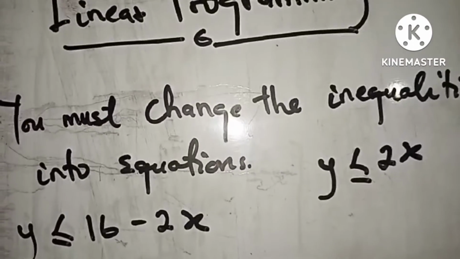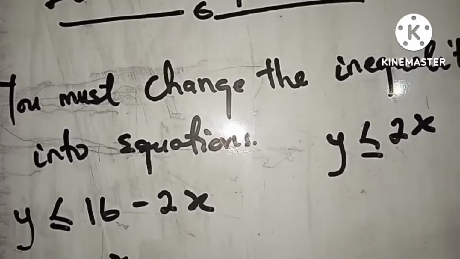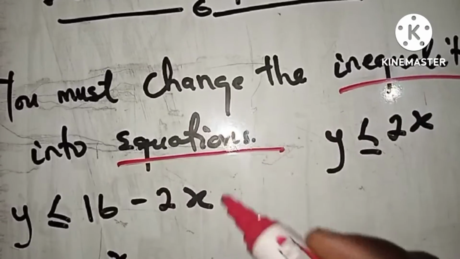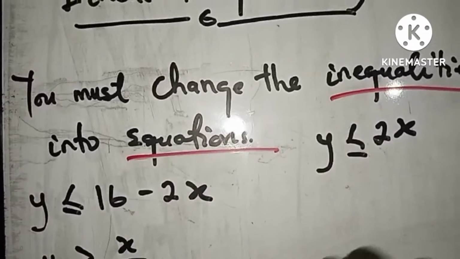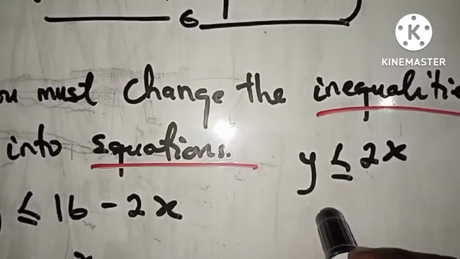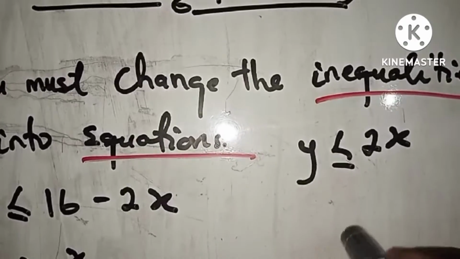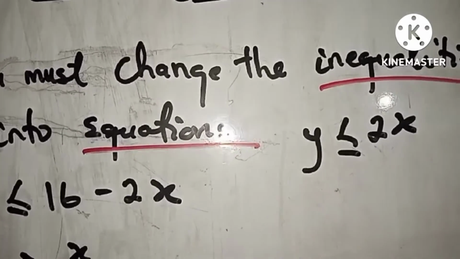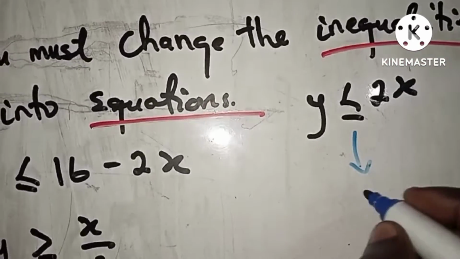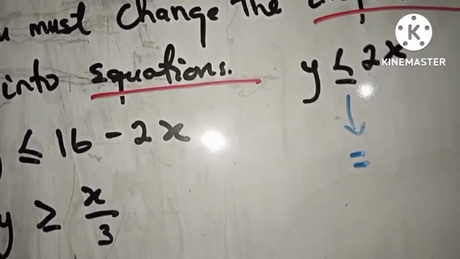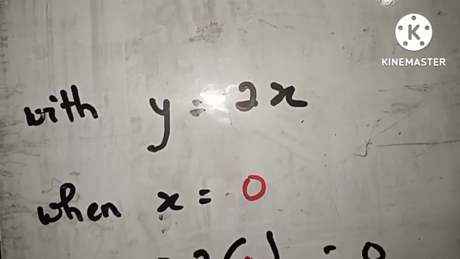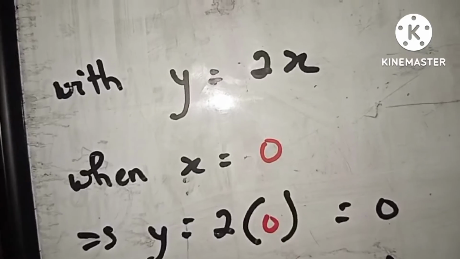To begin, you must first of all change the inequalities to equations. This is very, very important. Inequality is something that we are not interested in, for simplicity. So let's begin with the first one, which says y is less than or equal to 2x. We are just changing the inequality sign to an equal sign, just to make it easy to solve the problem. So this one becomes y equals 2x.